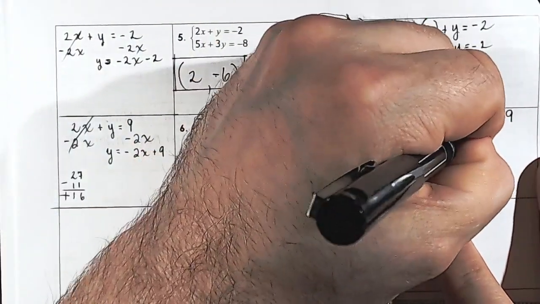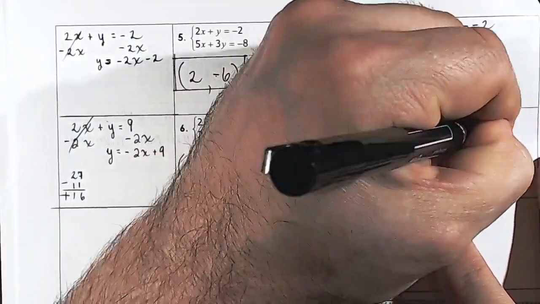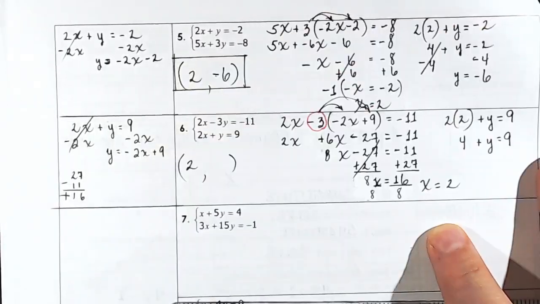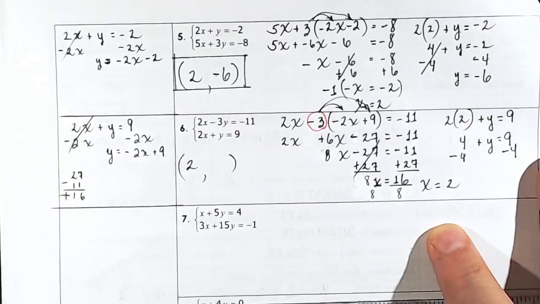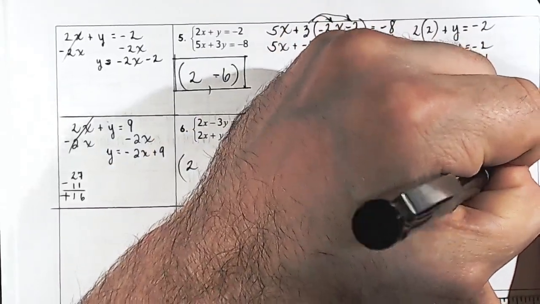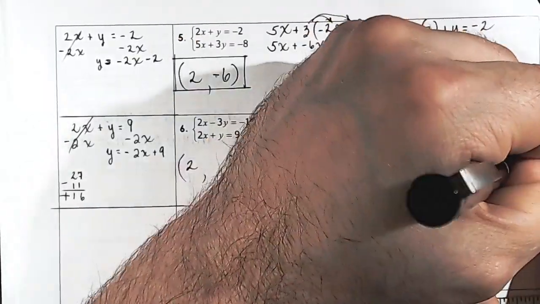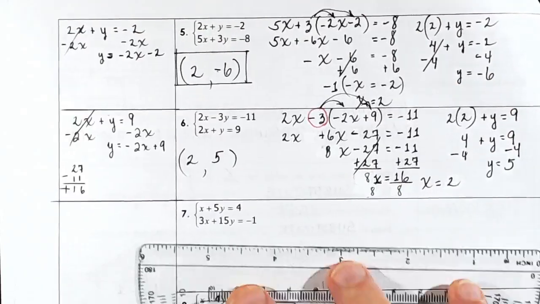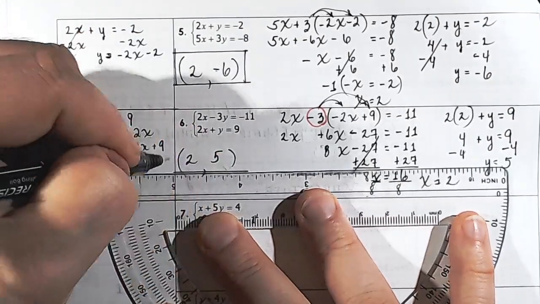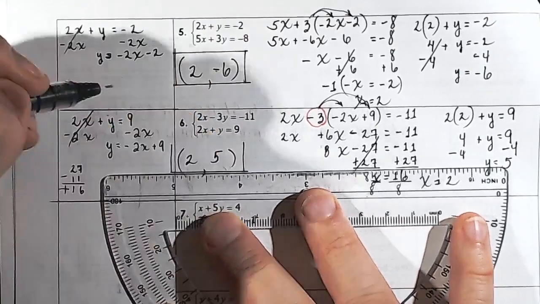2 times 2 is 4, plus y equals 9. Subtract 4 from both sides, and you have y equals 9 minus 4, which is 5. So the solution to the system is 2 comma 5. Again, sorry for that error.